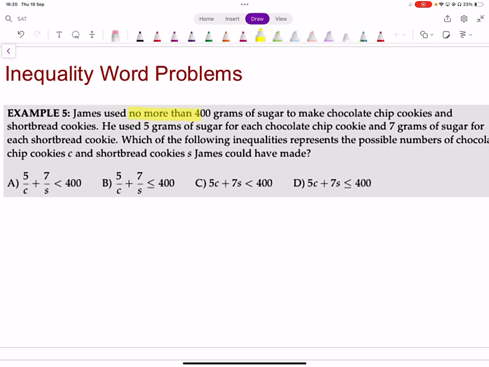No more than 400 grams of sugar. What does that mean? Total is equal to 400? Equal to 400? Greater than? Less than or equal to, because it's no more than 400. That means 400 is allowed. Is less than 400 allowed? Yes, less than 400 is also allowed. So sugar is going to be less than or equal to 400, the total amount of sugar. Okay.